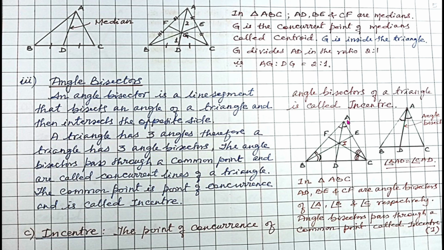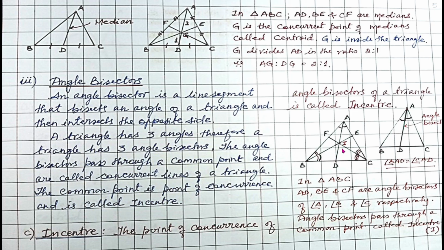to a triangle, and the three angle bisectors AD, BE and CF pass through a common point I, and that point I is the concurrent point of the angle bisectors of a triangle. So therefore remember, the point of concurrency or the concurrent point of the angle bisectors is called the incenter. That is the incenter, and it is represented by I.